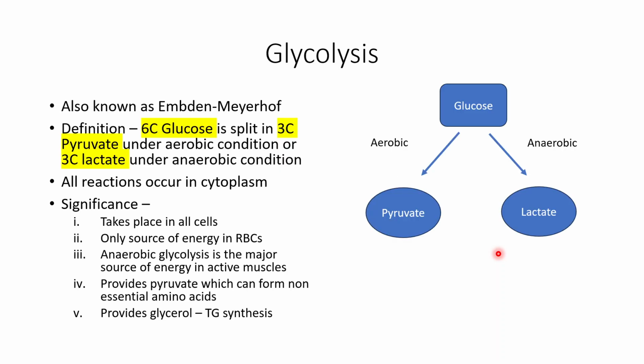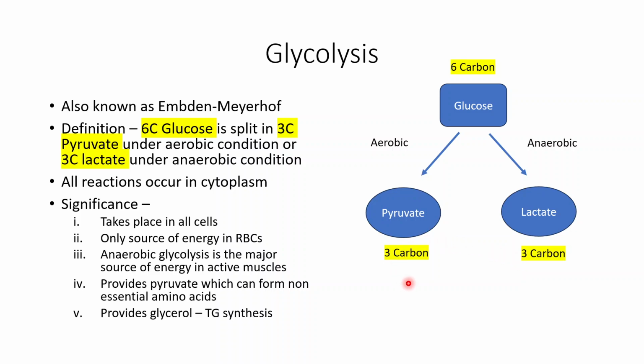Let us try and understand glycolysis. Now, glycolysis is a universal pathway. It is also known as the Embden-Meyerhof pathway. So basically what happens in glycolysis is that we have a 6 carbon glucose which is split into two 3 carbon products. One is 3 carbon pyruvate and the other is 3 carbon lactate.